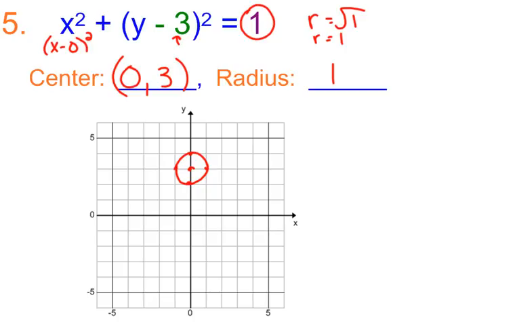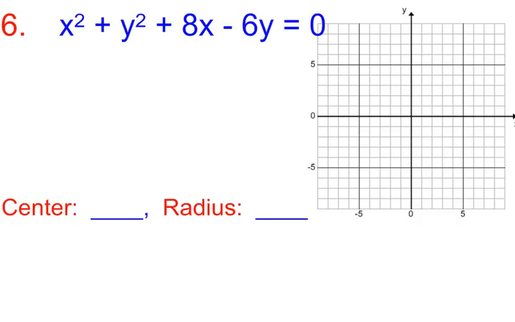6 and 7 are a little bit different. You can see that they aren't in the form of quantity squared. So we don't have them in the proper form for us to find the center right now. What we need to do, same thing we do with parabolas, is complete the square to put them in that form. The fun thing about this is that we don't complete the square once. We actually complete the square twice because we have an x squared and a y squared.